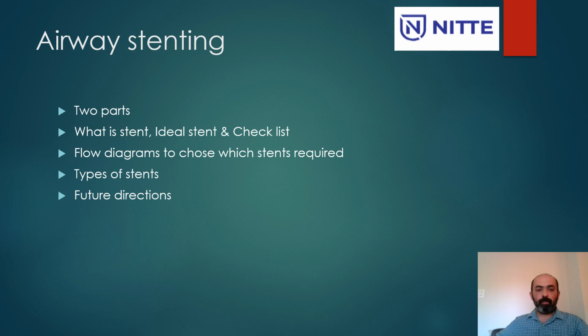In the second part of airway stenting, we will discuss types of stents like silicone, Montgomery tubes, metallic tubes, expandable and self-expandable. We'll discuss all those things in detail, and we'll also discuss future directions, especially mentioning 3D stents.